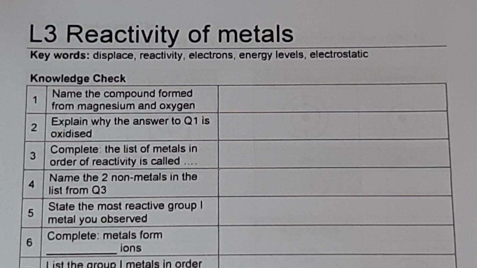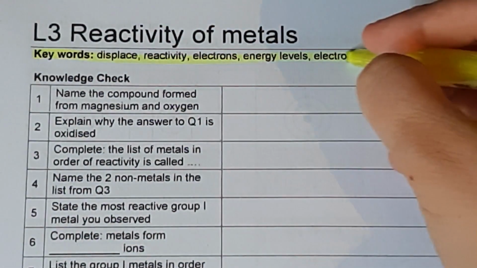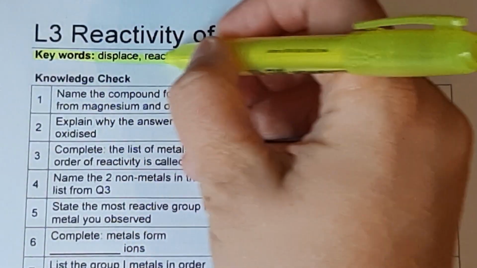Hello and welcome to GCSE Chemical Changes with Mrs. Castanera. We're on Lesson 3, Reactivity of Metals. Today's keywords are displace, reactivity, electrons, energy levels, and electrostatic.